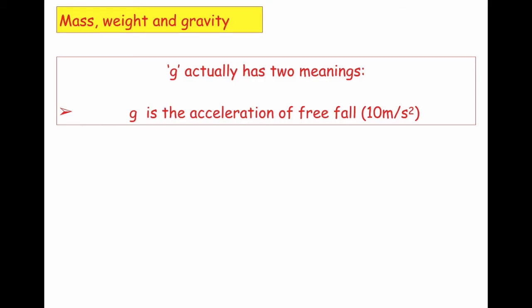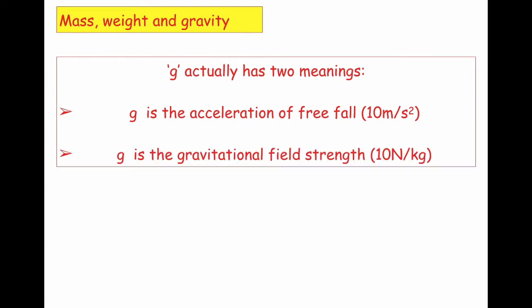Mass, weight, and gravity. G actually has two meanings. One is G stands for gravitational acceleration, which all objects fall with, 10 meter per second square. Another meaning of G is the gravitational field strength. So gravitational field strength is another meaning of G, which means each kilogram of object is pulled by 10 Newton toward the center of the Earth.